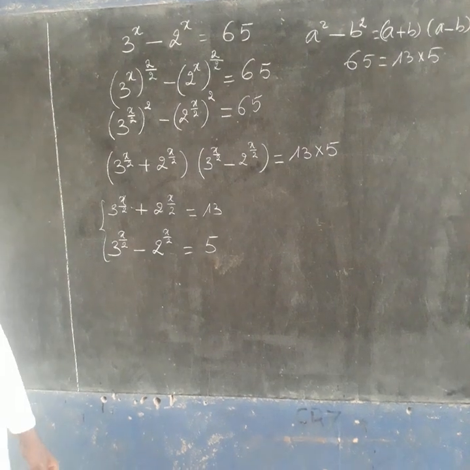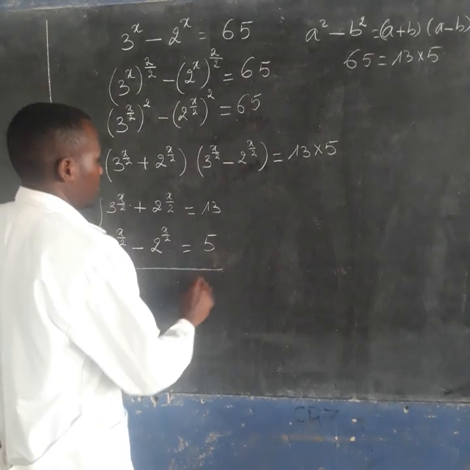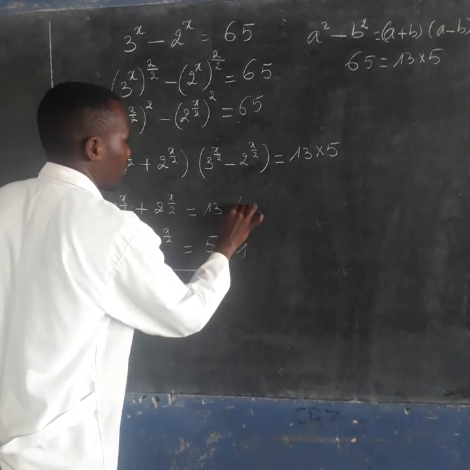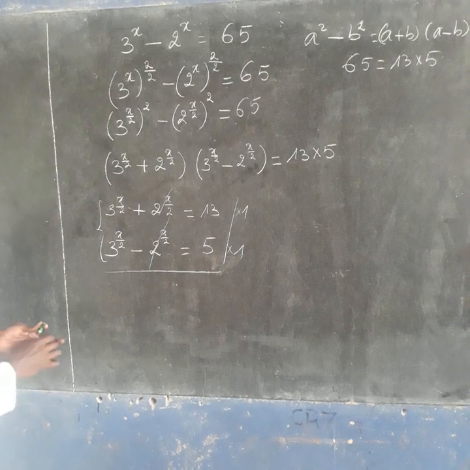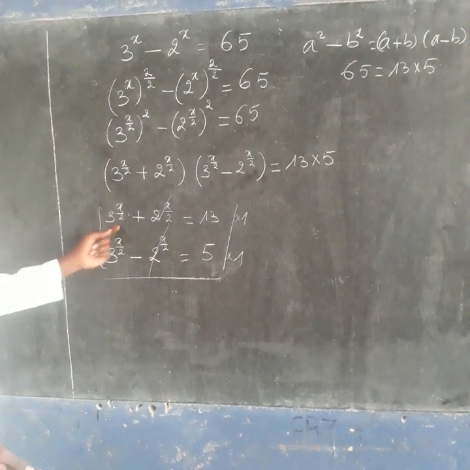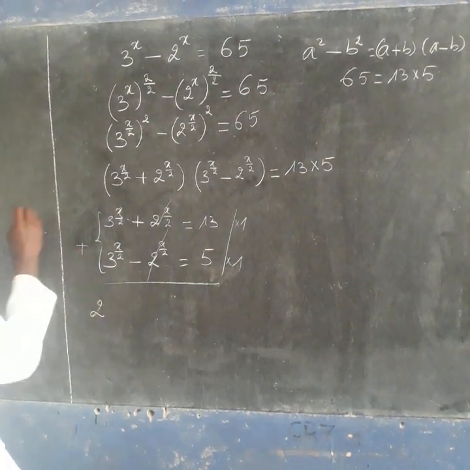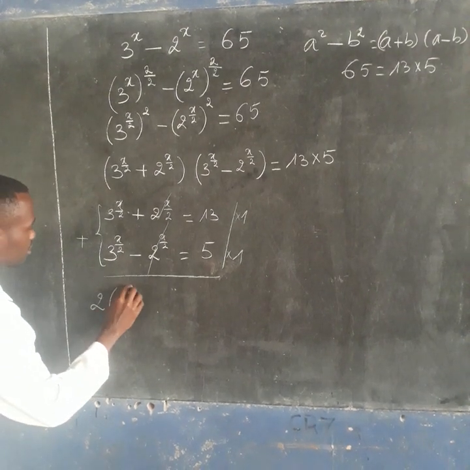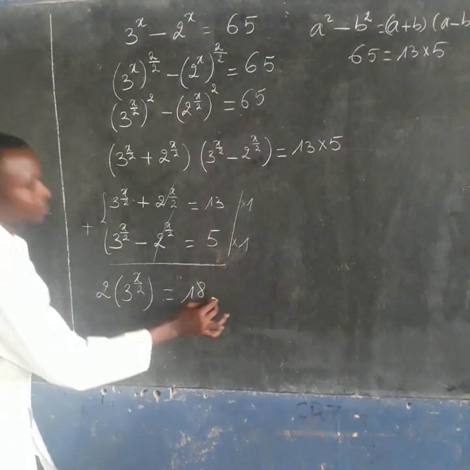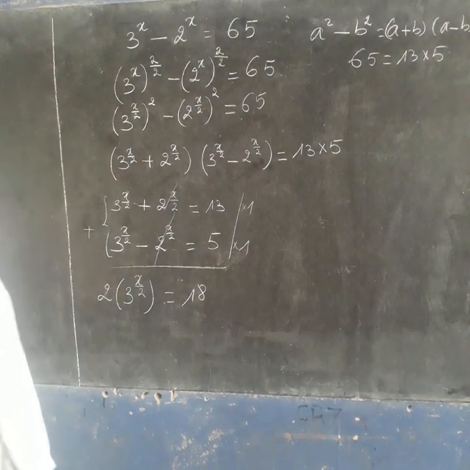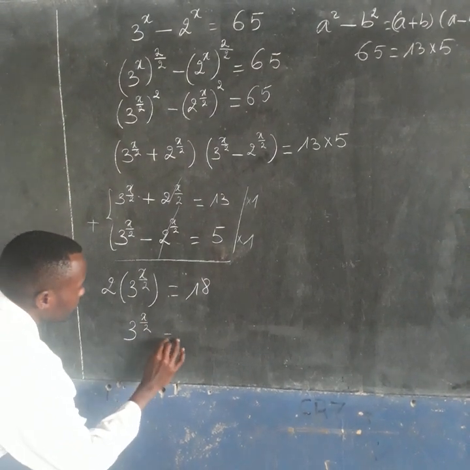At this step, we can solve this simultaneous equation by the elimination method. Here we multiply by 1 and multiply by 1, so that we simplify this to be removed. Here what do we get? We get 3 power x over 2 and 3 power x over 2. By addition, we get 2 times 3 power x over 2 equal to this plus this, which is 18. Here we get 2 times 3 power x over 2 equal to 18.